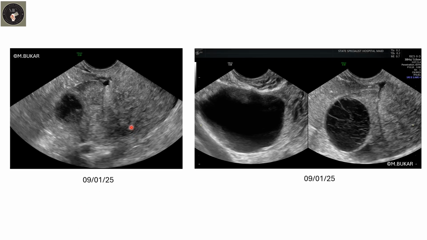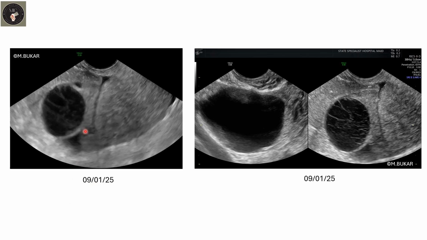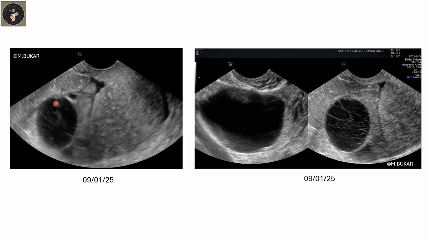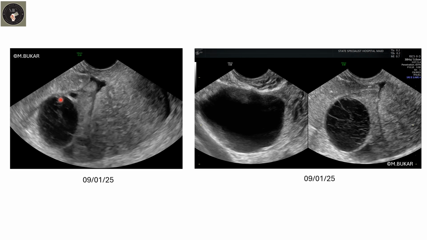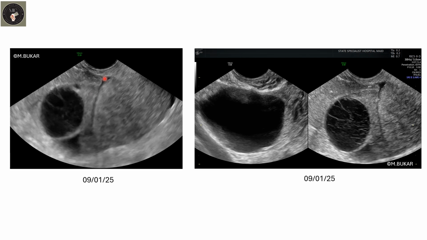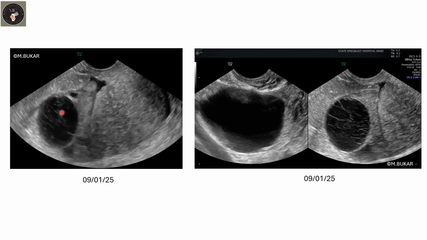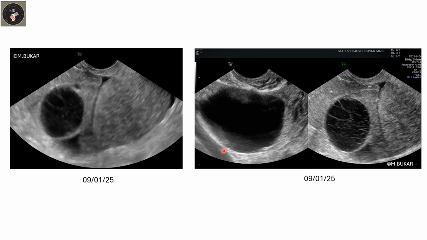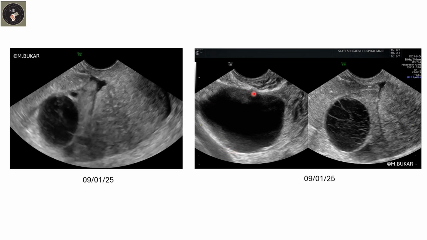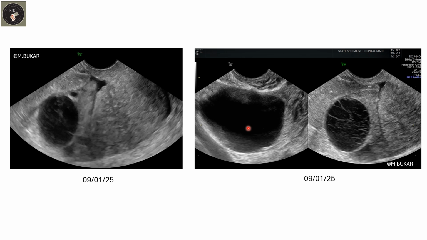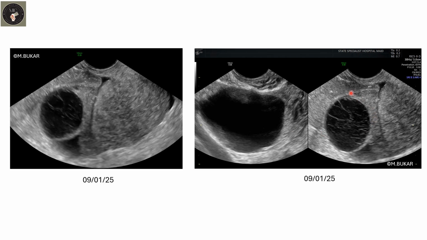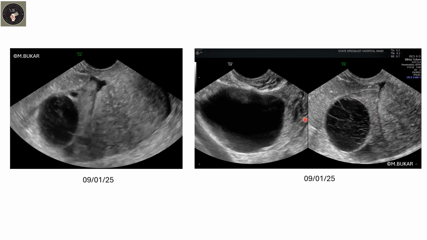So this is the initial TVS on 9th of January 2025. Look at this fishnet pattern of hemorrhagic cyst here with free fluid in the pelvic cavity consistent with ovulation. This is the thin-wall cyst in the right ovary with anechoic content, and this is the fishnet pattern. Still image of this.